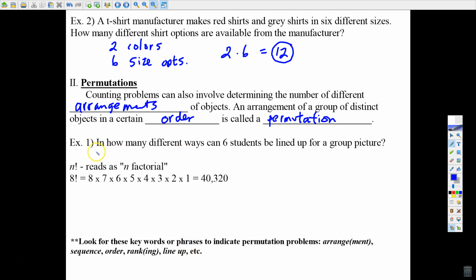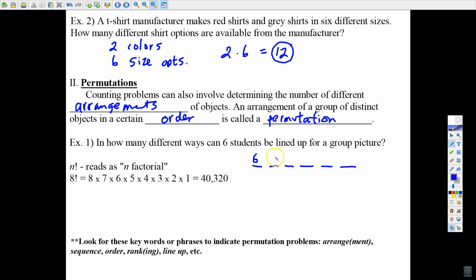So let me show you an example of a permutation problem, just a real basic one. In this example 1, we want to know in how many different ways can 6 students be lined up for a group picture. Well, I'm going to draw blanks here to represent the positioning of the 6 different students. Okay, so let's just think about this for a second. In this spot, there's a possibility that 6 different students can occupy this first location. So I'm going to put the number 6 here to represent we have 6 possibilities.